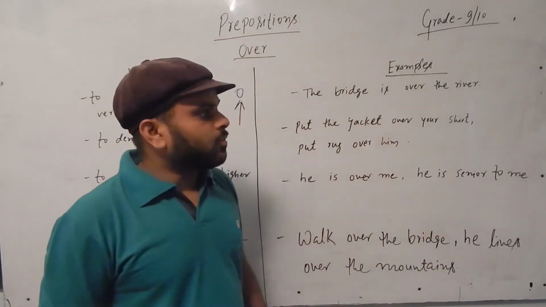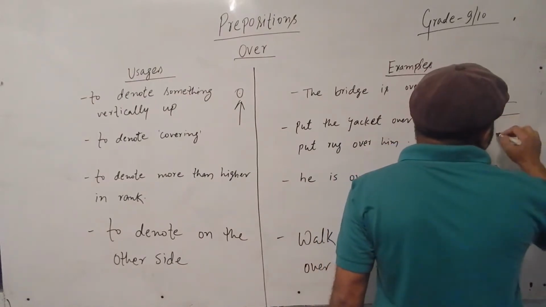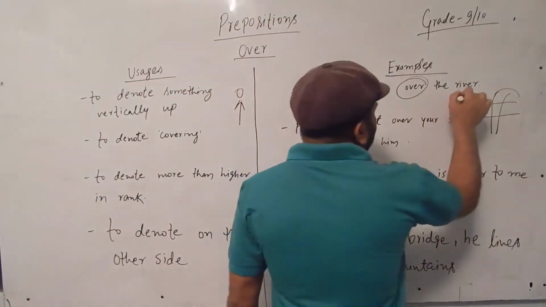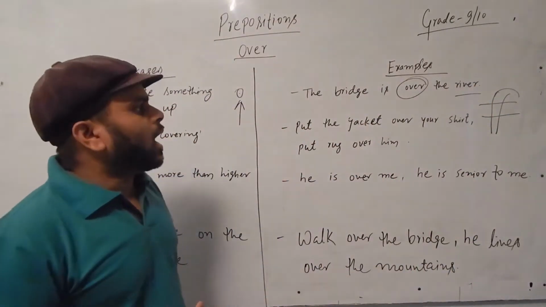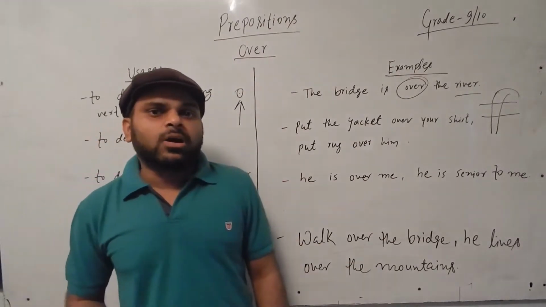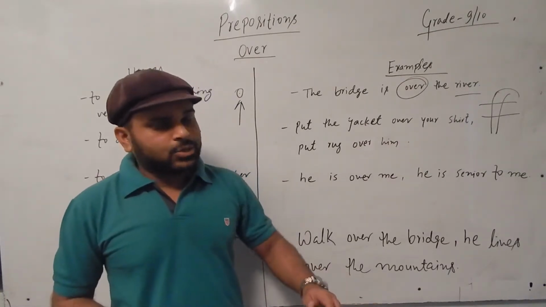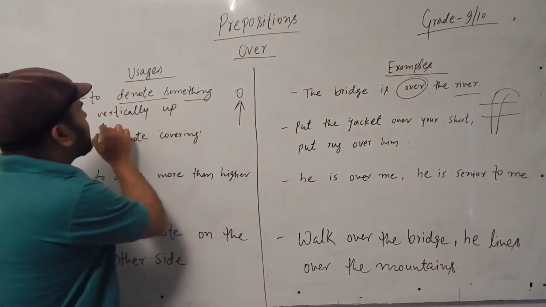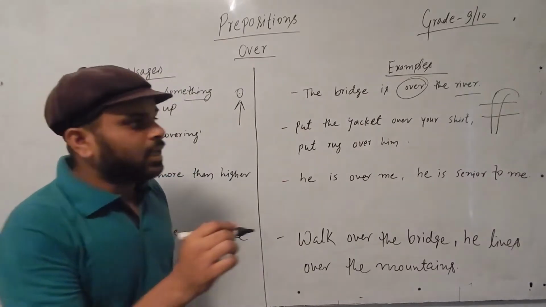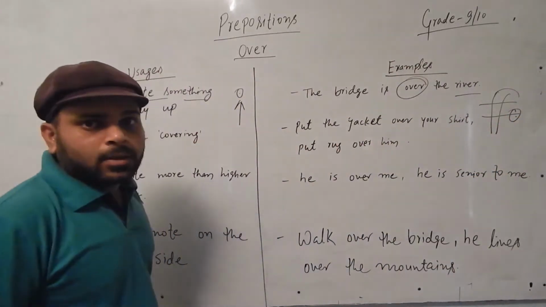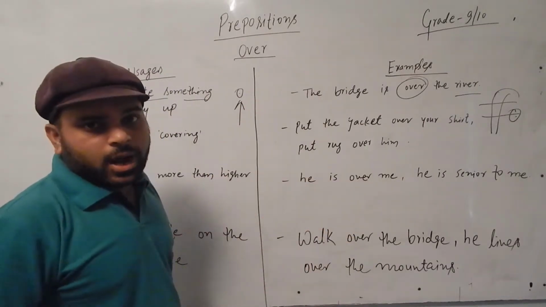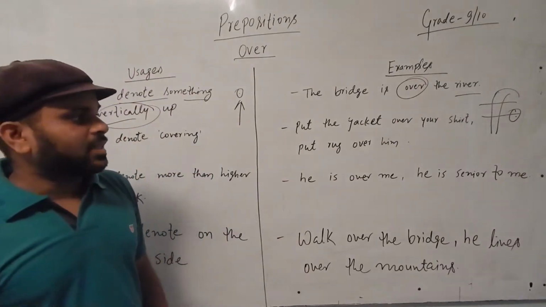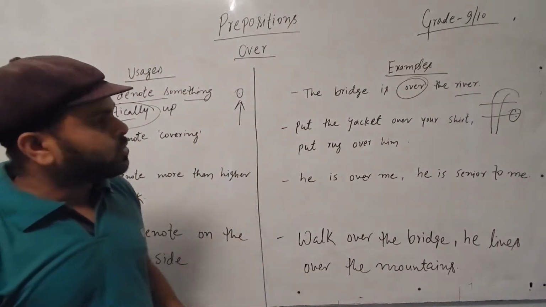Example: the breeze is over the river. The breeze goes exactly over the river, the river which is just under the breeze. You may have a question in your mind that it's not stagnant water, it keeps on flowing. That doesn't matter. It is actually over the river. According to the rule, to denote something that is vertically up, exactly on the top. It crosses the river and goes vertically up. There is not much logic in it. If you can locate things that are vertically up, you are supposed to use the preposition over.